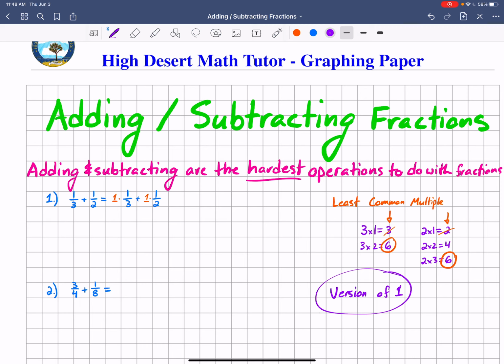So let's look at first the fraction 1/3. We need to ask ourselves, what do we multiply 3 by to get 6? If we look at our work over here, we multiply 3 by 2. So 3 times 2 is 6. So we have to find a way to integrate that number into being a version of 1. Here's where we see some interesting math.